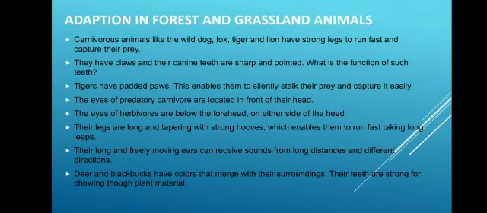Their legs are long and tapering with strong hooves, which help them to run fast, taking long leaps, so that if they notice that there is a predator, a tiger or lion behind them to kill, they can run fast, because they have long and strong hooves.